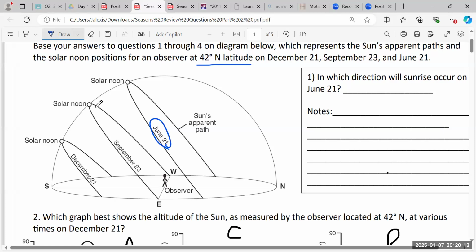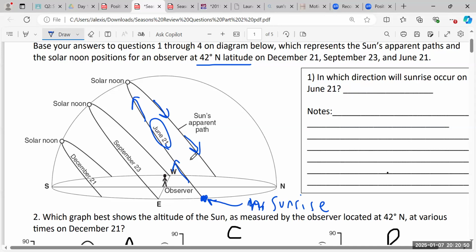Even though there aren't any arrows, we know that the sun generally rises from the east, right? It travels upwards and it sets towards the west, right? So that means the sun rises right at this point, right at the horizon. And let me make sure this says sunrise.